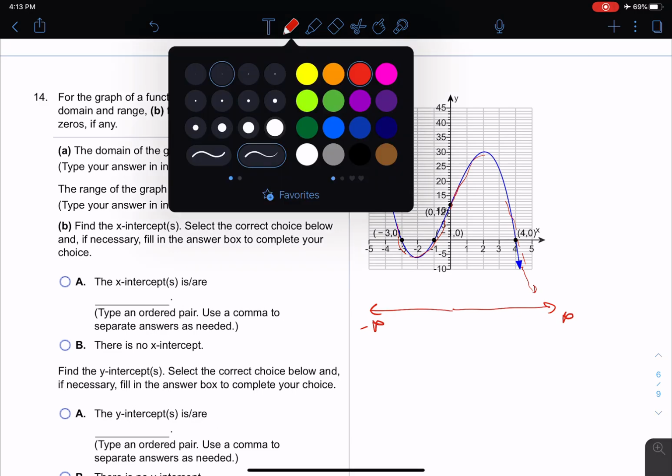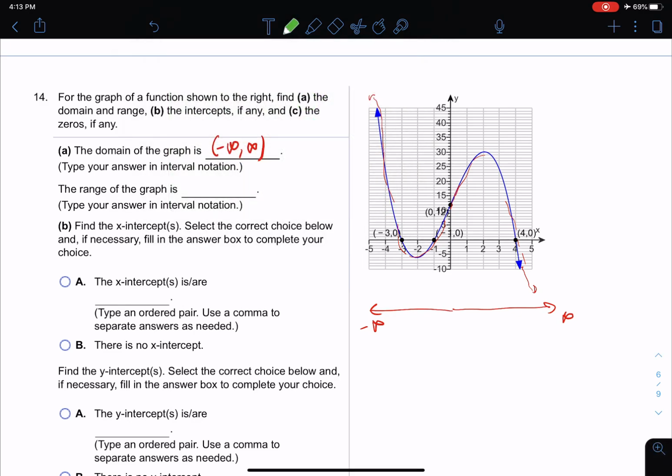Same kind of thing is going to happen. It's even easier to see on this one. This is going forever down, -infinity. And it's also going down, but then it's going forever with this arrow up. And that's +infinity. So that is also all reals, -infinity to +infinity. And it does say right in interval notation.